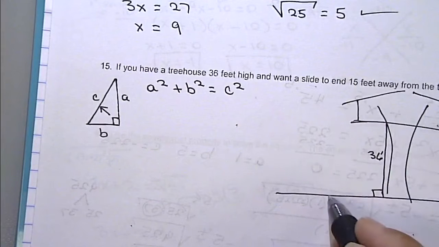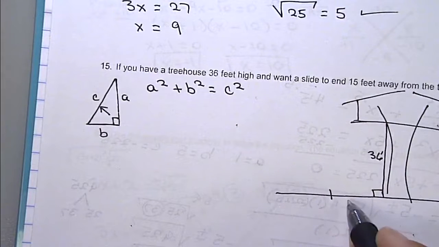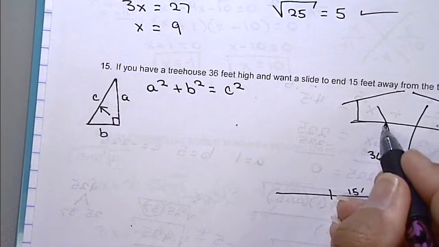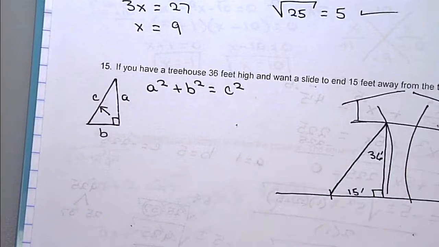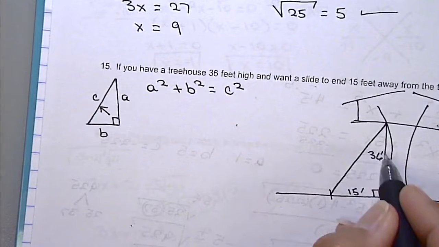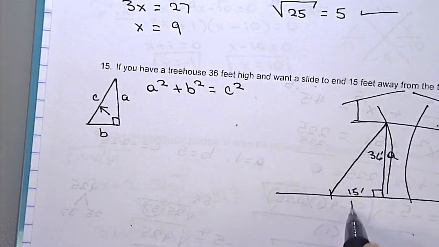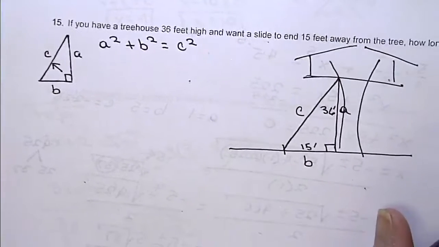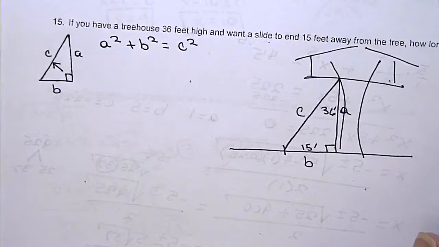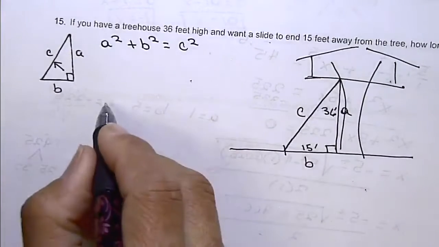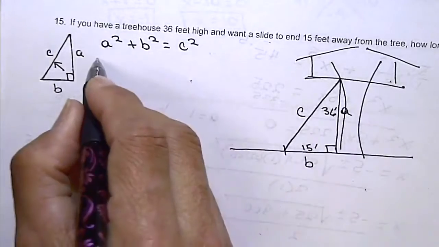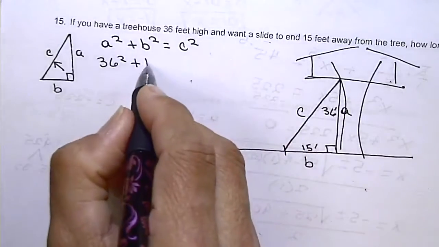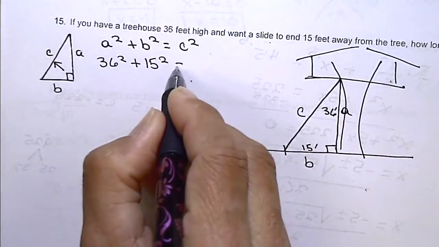And I want this part where the slide ends to be 15 feet. Where does my slide go? Like I told you, a really steep descent here. So this is A, this is B, and this is C. I don't care which one's A and which one's B. I simply need C to be the unknown side. So A squared would be 36 squared, plus B squared, that's 15 feet squared, is going to equal C squared.